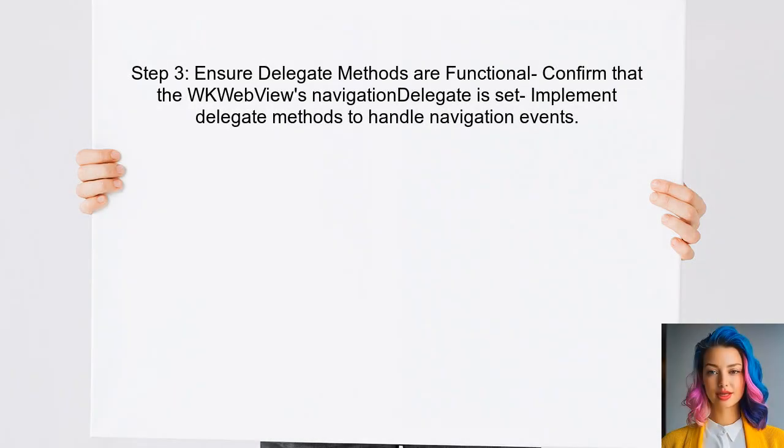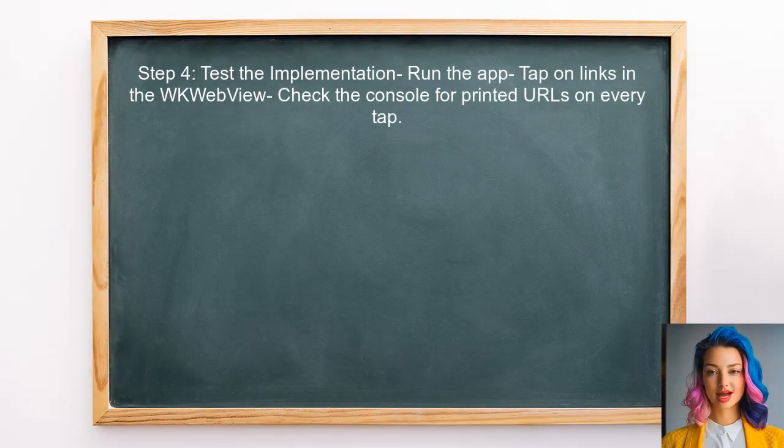After setting up the gesture recognizer, the user should ensure that the WKWebView's delegate methods are still functioning. This will allow them to handle navigation events as needed. Finally, the user can test the implementation by running the app and tapping on links. They should see the URL printed in the console for every tap, regardless of whether it is the same link.